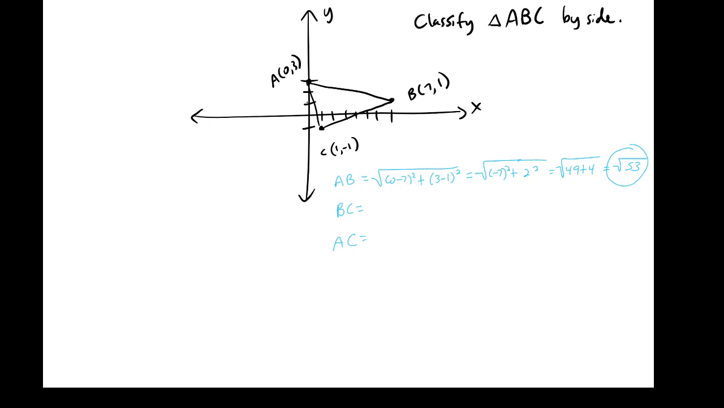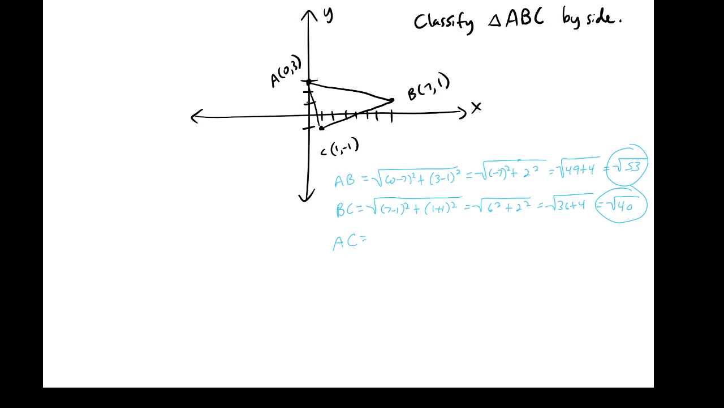BC is going to be difference of our x's, 7 minus 1 squared, plus 1 minus minus 1 squared. Okay, 7 minus 1 is 6 squared, plus 1 minus minus, which is 1 plus 1 is 2 squared. So that gives us 36 plus 4, which is going to be rad 40. Now, rad 40 can be simplified, but I'm not going to in this case.